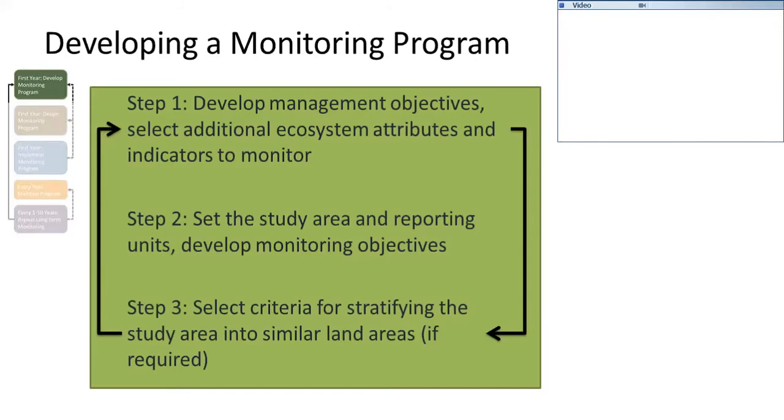So I'm going to go through each of these bubbles in their sort of gory details. I'll talk about some things, I'm going to give some examples from different projects, and then we'll try to weave it all back together at the end. So the first thing here, step one, is developing our management objectives. This is where we start with any monitoring program.